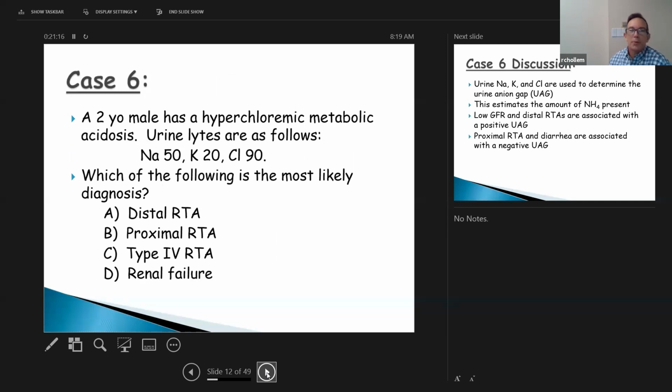A 2-year-old male has hyperchloremic metabolic acidosis, okay? And you get urine electrolytes, there they are: urine sodium 50, potassium 20, chloride 90. So assuming this is RTA and not renal failure, I guess to give you a little help there, which of the following is the most likely based on the urine electrolytes? Distal RTA, proximal RTA, type 4 RTA. We'll throw out renal failure.